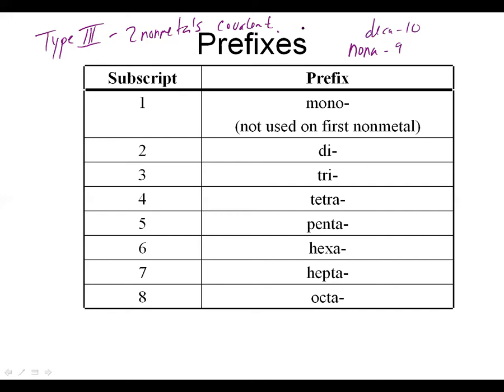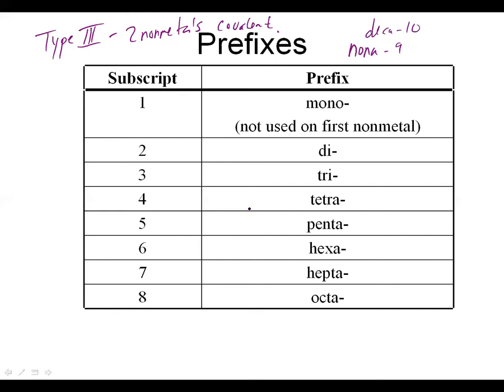So this is the only place really where we actually do use prefixes. As we talked about last time, a lot of times people want to always use prefixes when they go to name things, and this is actually the case where you should use prefixes. So again, we use the prefixes like you see on the screen there: mono for 1, di for 2, tri for 3, tetra for 4, penta for 5, hexa for 6, hepta for 7, and octa for 8. Nona and deca would be 9 and 10.